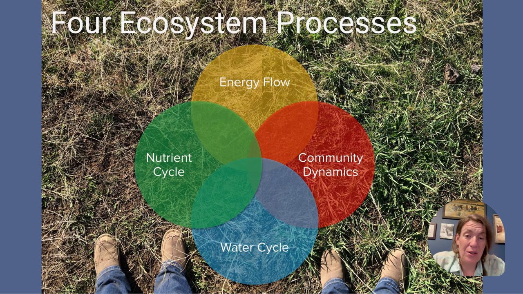So those are the 4 ecosystem processes: water cycle, nutrient cycle, energy flow, and community dynamics.